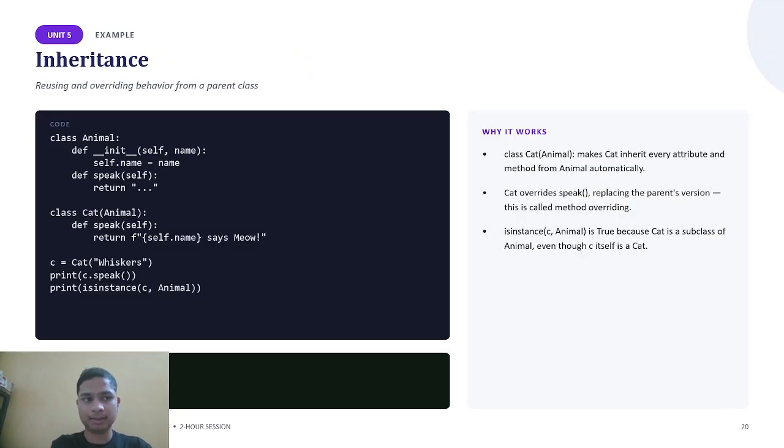So we have inheritance, reusing and overriding behavior from parent classes. How does it work? Class Cat inherits every attribute and method from Animal automatically, and Cat overrides speak, replacing the parent's version. This is called method overriding. And isinstance(c, Animal) is True because Cat is a subclass of Animal, even though c itself is a cat.